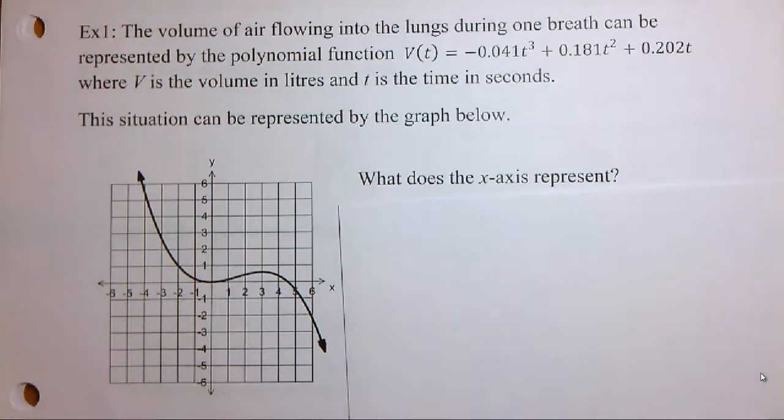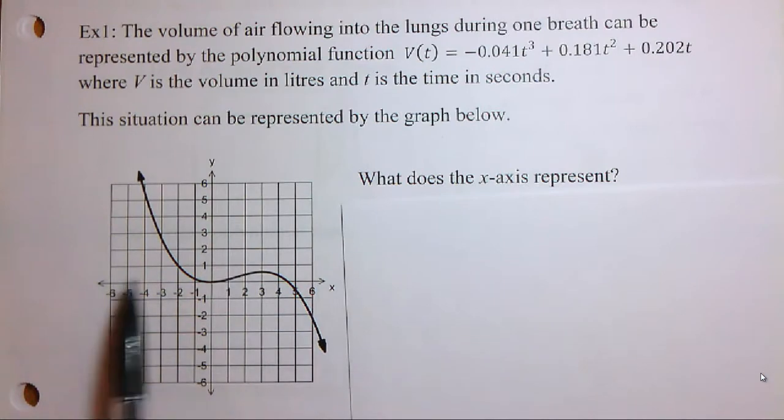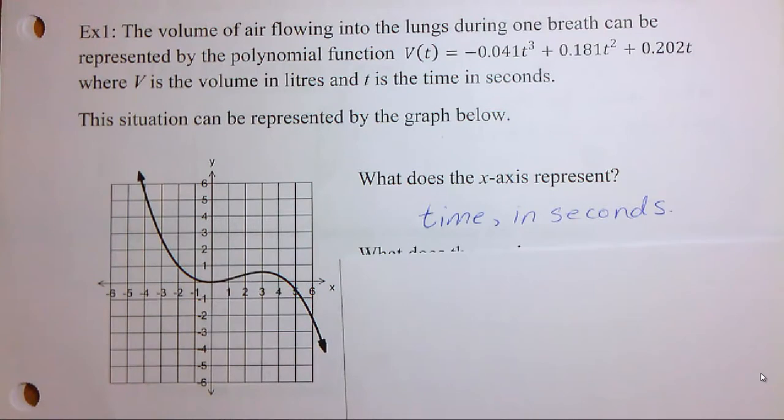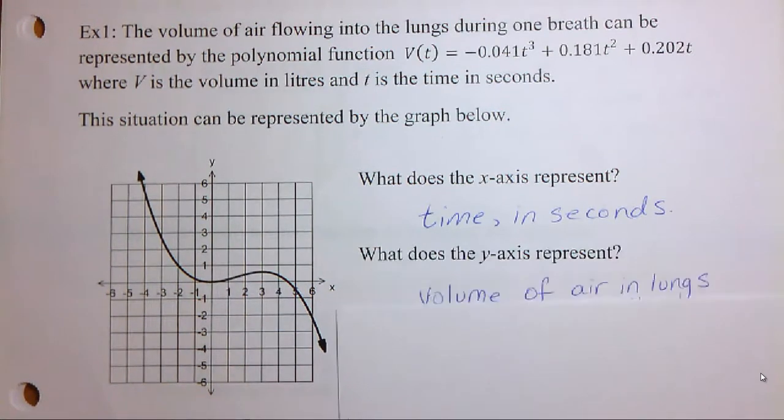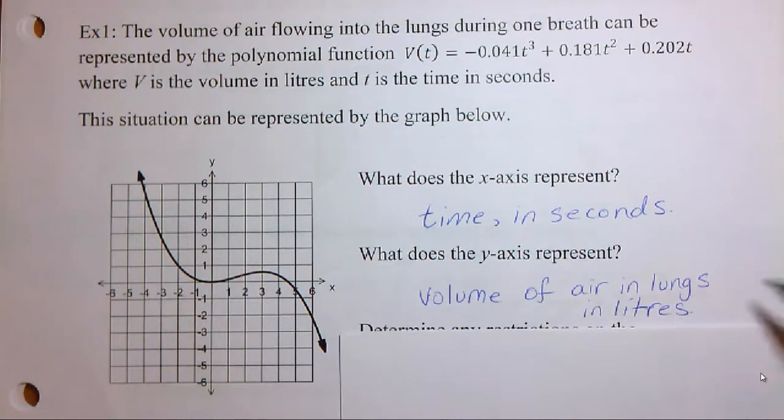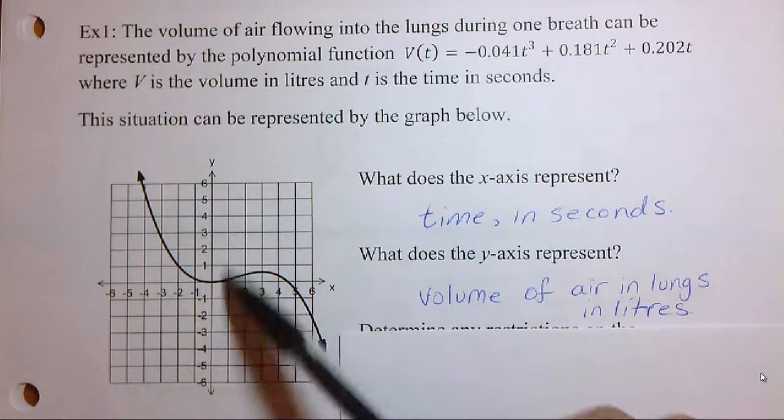So we want to look at what the x represents. The x-axis along here, what does it represent? Well, it represents time in seconds as we breathe in and breathe out. And then the y-axis represents the volume of air in the lungs. All right, so that's going up and down.